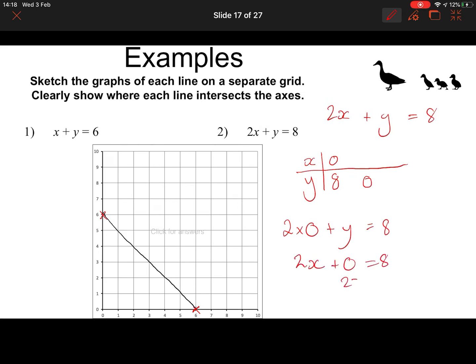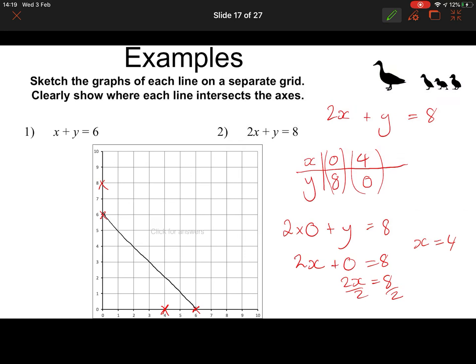But if I let y equal 0, I get 2x plus 0 equals 8. So then 2x equals 8. Now I just have a very straightforward equation to solve. I'll divide both sides by 2, and so x is equal to 4. So I'm going to put that in my table. So there are my 2 points.